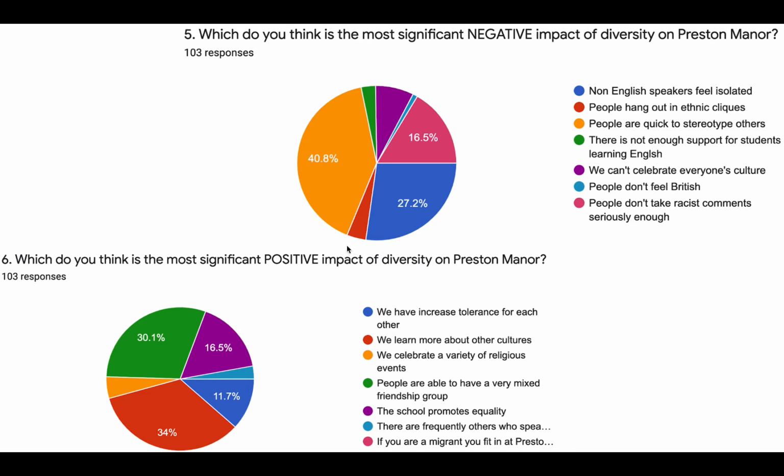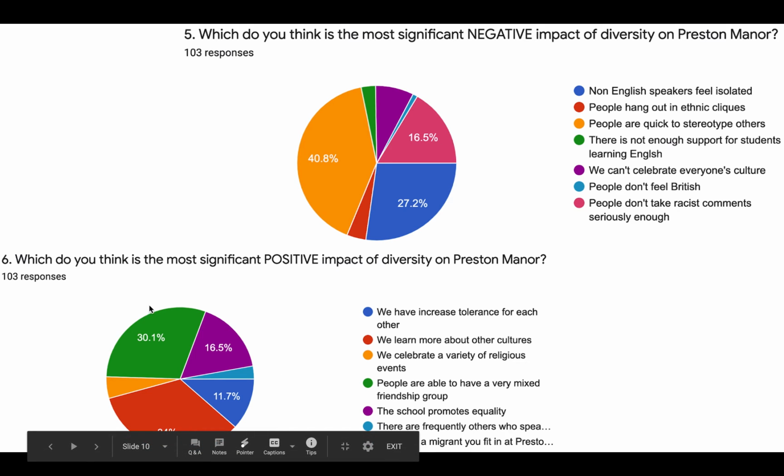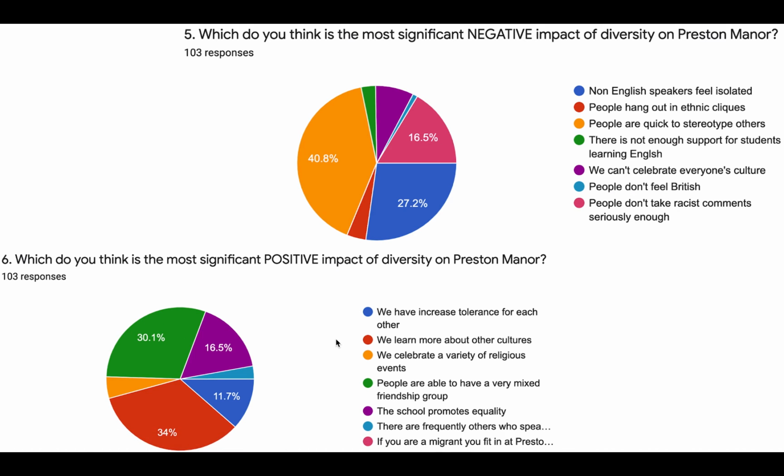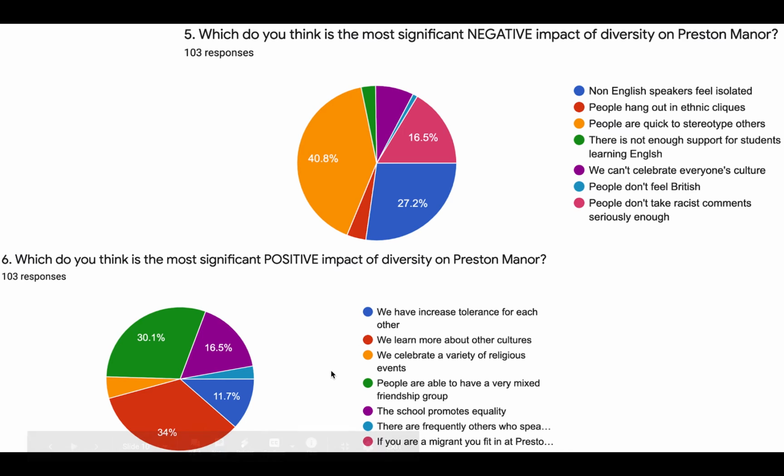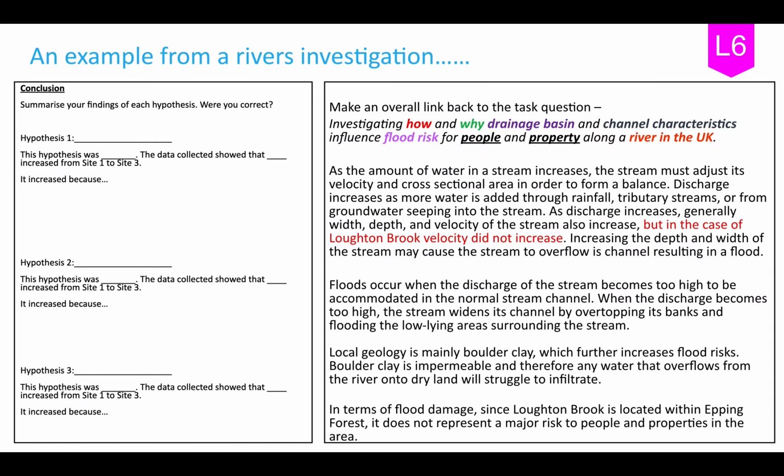When we look at the positive impacts of diversity on Preston Manor, in people's opinions are much more split. Some people feel it is mixed friendship groups, others feel it's about learning about other cultures, and even more people say that it's about the school promoting equality and having increased tolerance for each other. Okay? Giving examples like this, along with the figures in your conclusions, makes your conclusions more robust. It supports what you're saying. So that's the kind of thing that I'm expecting you to write for me, please, on page 16.